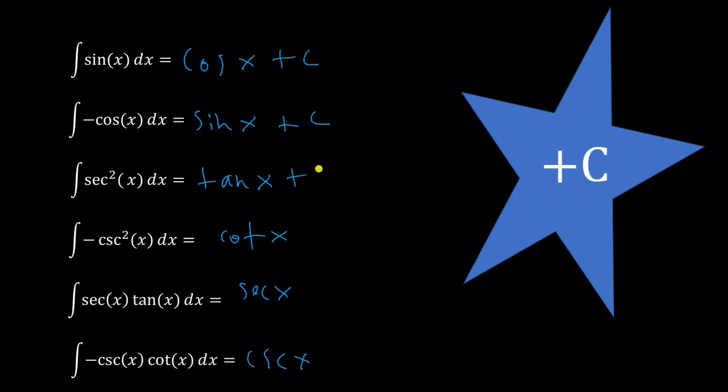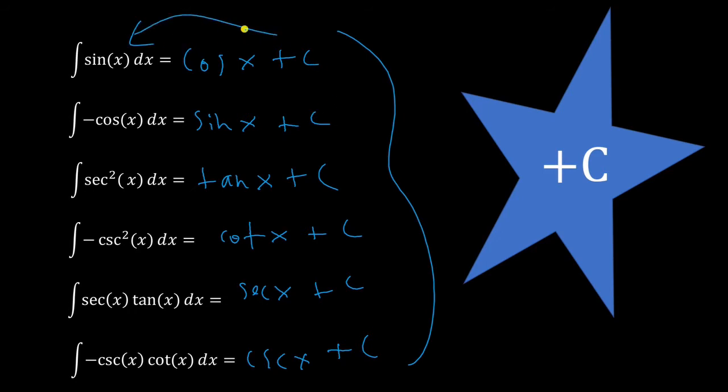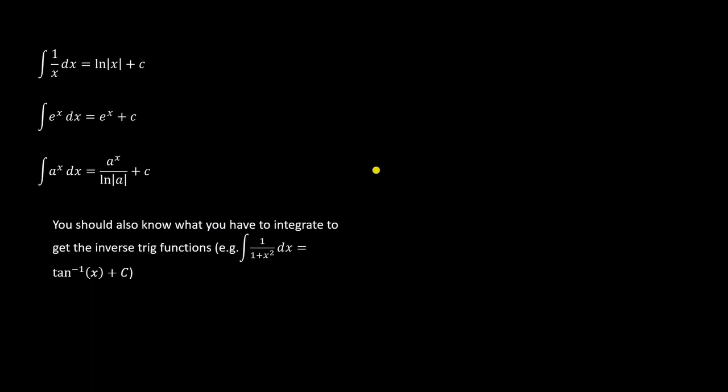This plus c that's at the end of every integral just means that there could be any constant at the end of the integral. You don't know exactly what it is, because if you took the derivative of any of these, you just get back to here, and the plus c would just go away. Because the derivative of a constant is just 0, we add the plus c to show that there could be a constant that we don't know about, and you put it at the end of every indefinite integral. Here are some more things that you might want to remember.